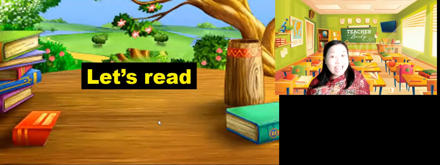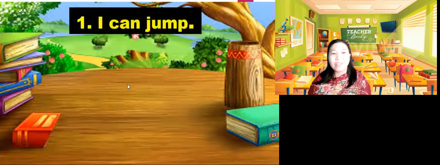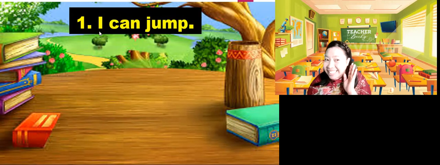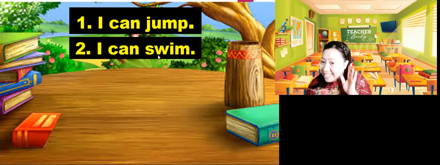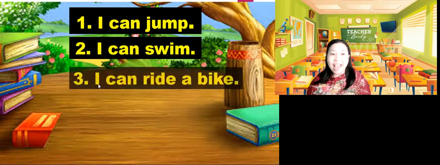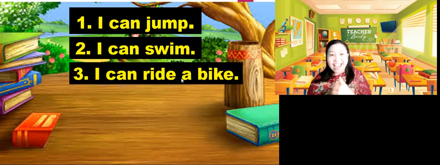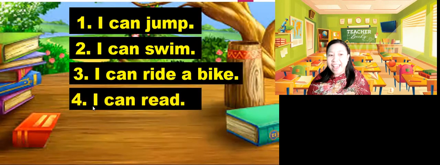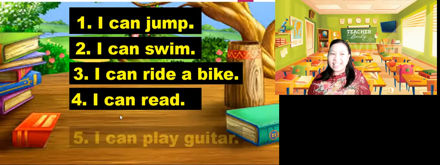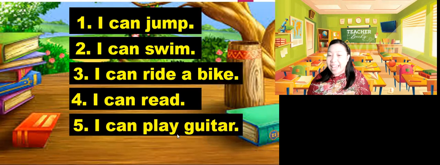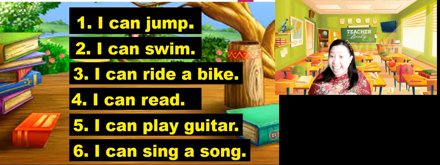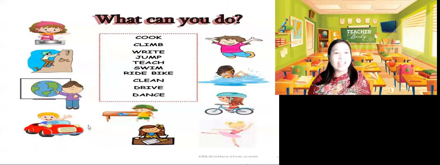Okay, so now let's read one more time, kids. Number one, how do you read? I can jump. That's right. I can swim. I can ride a bike. Okay, number four, I can read. Number five, I can play guitar. That's right. I can sing a song. Wow, very good, excellent. Okay, so this is your worksheet, okay?